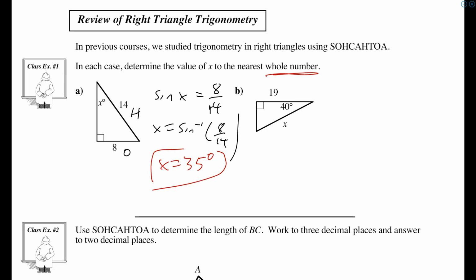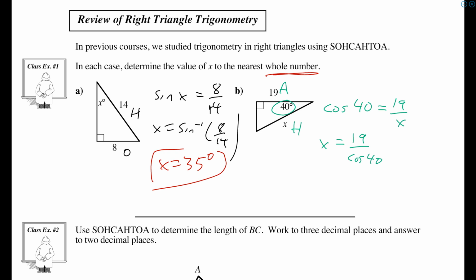No debate so far. Okay, how about this next one then? Now I have an angle, but I'm looking for a side. From this angle, I have the adjacent side and the hypotenuse. So what do I set up here? Cosine of 40 degrees equals adjacent, 19, over hypotenuse, x. So then x equals 19 over cos 40.